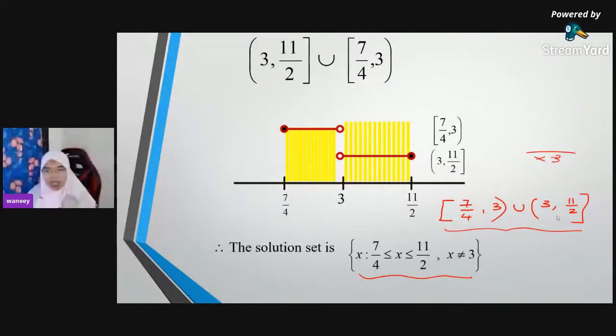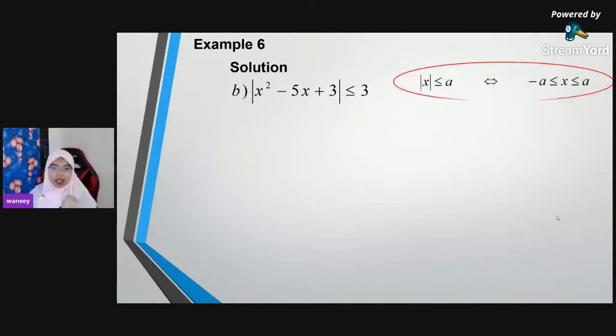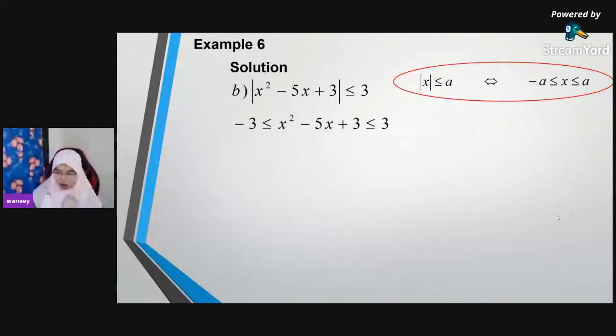Okay, so now the last question I think. We have the modulus of x square minus 5x plus 3 less than or equal to 3. Of course you have to open them using the basic definition, so it will be in between -3 and 3. To solve them, we have to separate them into 2.